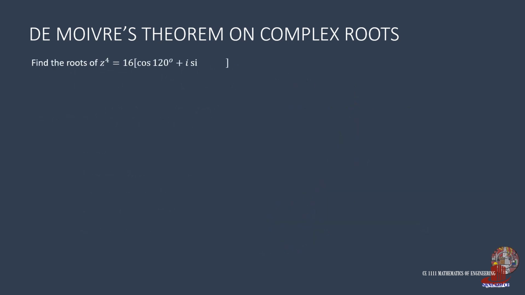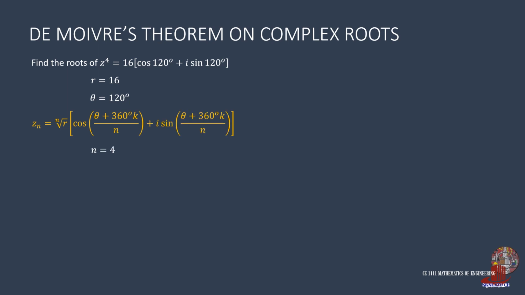Let's showcase the procedure with the first example, finding the complex roots of the complex number z raised to 4 as 16 cosine 120 plus i sine of 120 degrees. In the polar form, r is evident as 16 and theta as 120 degrees. With the argument in degrees, we use 360 for one revolution. n is 4 and k has 0, 1, 2, and 3. For the first complex root, k is taken as 0.